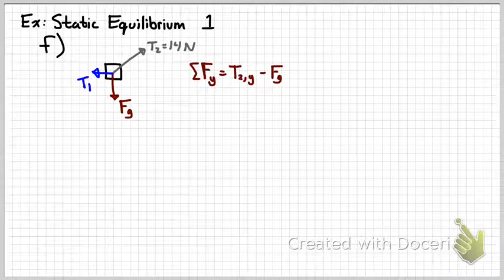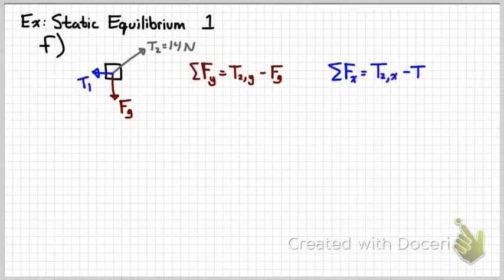We're going to start out with the same thing, write a net force equation in each direction. That T2 needs to be included in each direction. So I'm going to write that the net force in the y direction is T2,y, the y component of T2, minus Fg. And the net force in the x direction is the x component of T2 minus T1.